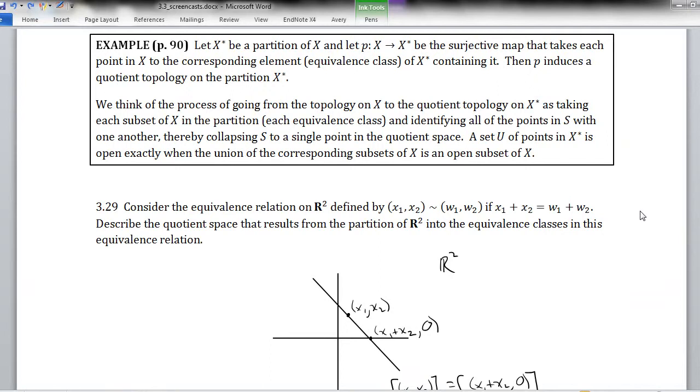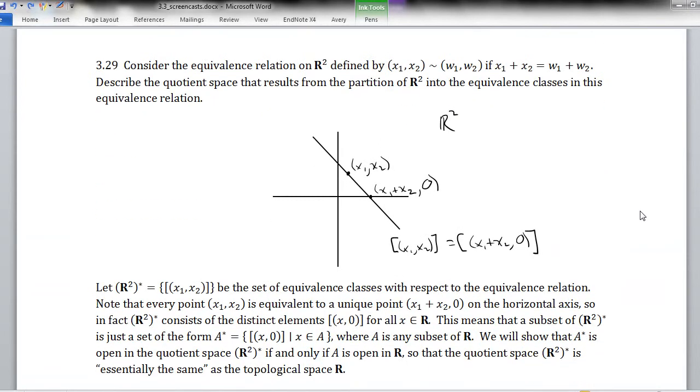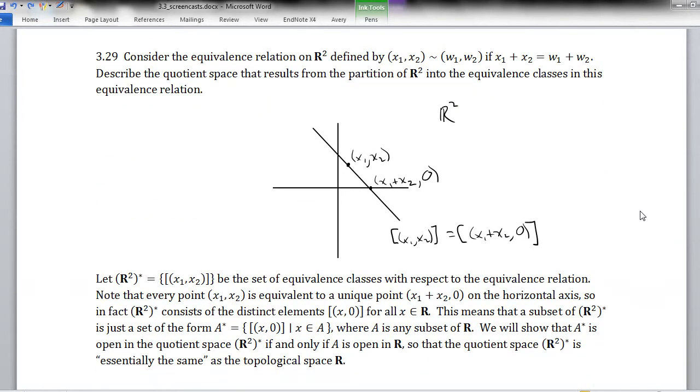Well, now we can finally do our exercise, 3.29. Consider the equivalence relation on the plane R2 defined by: 2 points in the plane are going to be equivalent if the sum of their coordinates is the same. Describe the quotient space that results from the partition of the plane into equivalence classes in this equivalence relation.